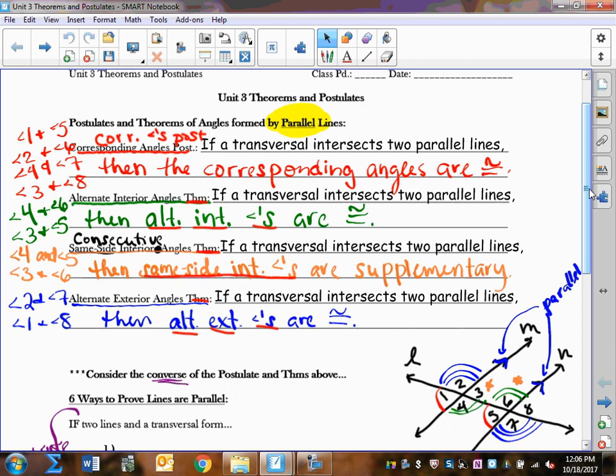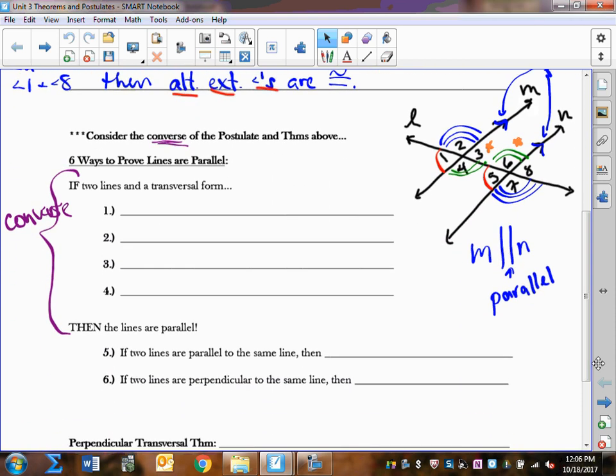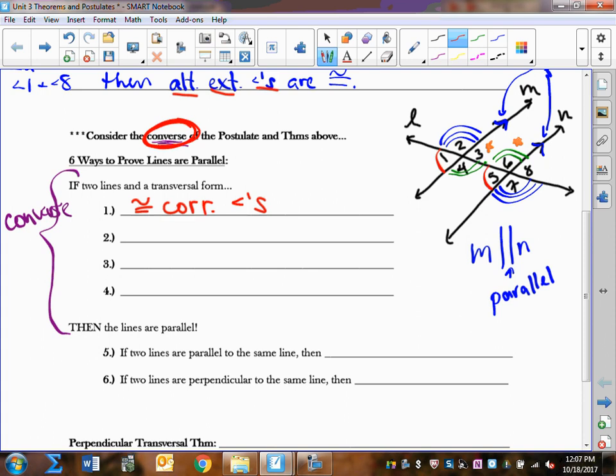Now, we then said our converses are going the other way. So the converse of corresponding says, if two lines and a transversal form congruent corresponding angles, then the lines are parallel. So again, converse is not just a type of shoe. This is what allows me to prove that lines are parallel. So if I am given the special angle relationship is congruent or supplementary, then I can say my lines are parallel.